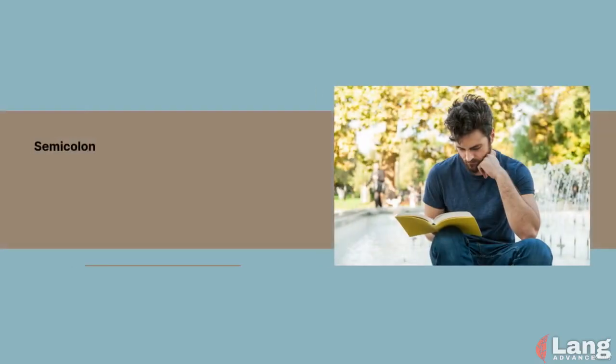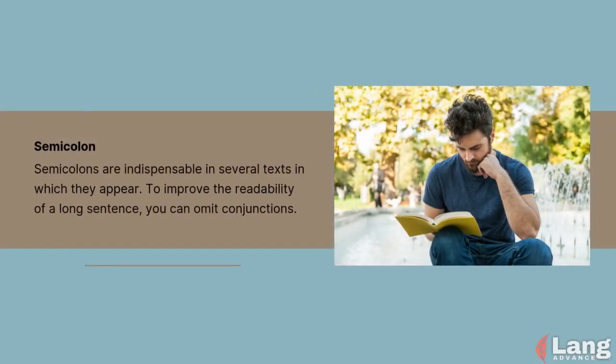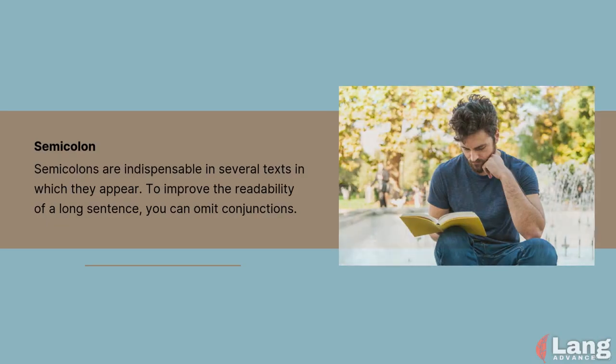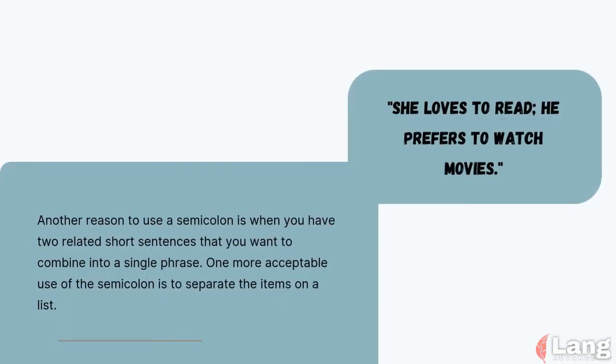Semicolon. Semicolons are indispensable in several texts in which they appear. To improve the readability of a long sentence, you can omit conjunctions. Another reason to use a semicolon is where you have two related short sentences that you want to combine into a single phrase. One more acceptable use of the semicolon is to separate the items on a list.